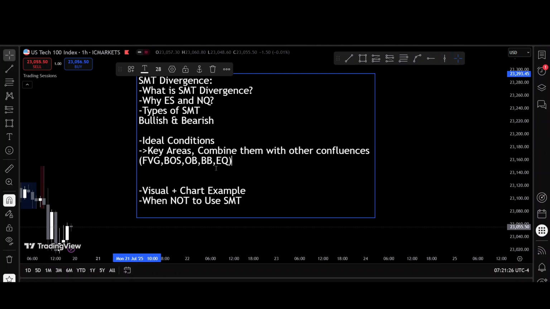Oh wait, I forgot to add the most important one: liquidity. The best place to take SMT trades is off liquidity, which is your key areas, where we're going to have a liquidity sweep, and you want to combine them with other confluences like your break of structure, fair value gap, order block, breaker block, and equilibrium.